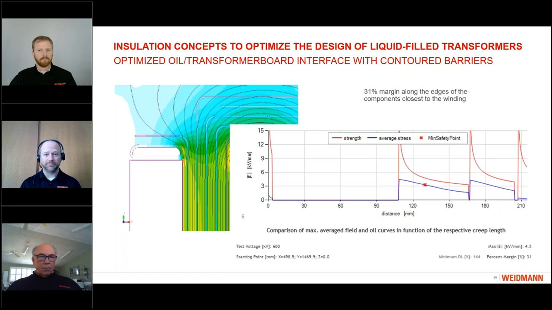And you can see here, just by changing from a sharp 90 degree radius to using appropriately sized and appropriately contoured insulation pieces, we went from a 14% margin to a 31% margin, which is much, much safer. Generally, you're looking for a minimum of 20 to 25% margin or greater, depending on the needs of the transformer, your voltage class, etc.